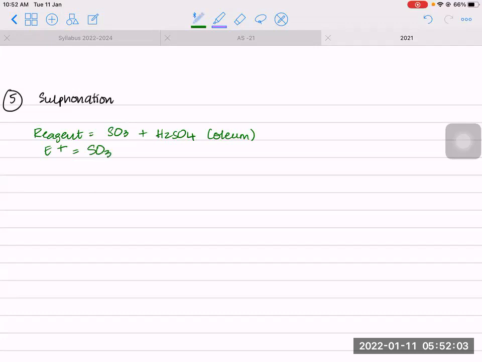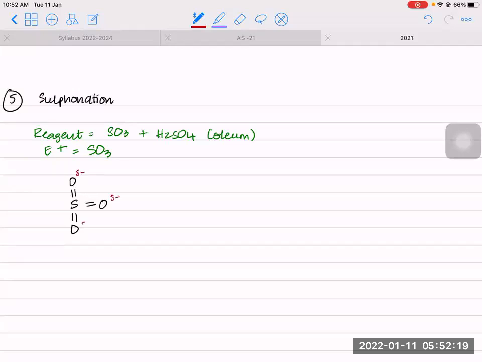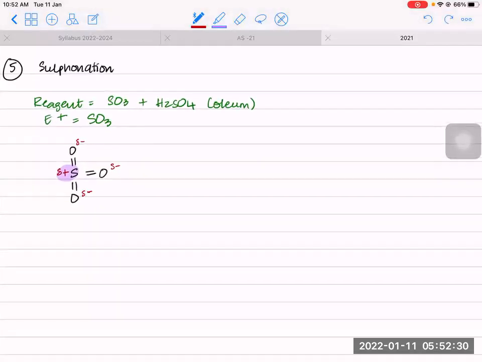Now you'll be like, this doesn't have a positive charge. I'll just show you. So you have SO3, sulfur bonded via double bonds, 3 oxygens bonded via double bonds with sulfur. Now oxygen, we know, has a partial negative charge. It's more electronegative. And sulfur will have a partial positive charge. Because it has a partial positive charge is why we call it the electrophile. Clear? So you don't necessarily have to make the electrophile here because it's already in the form of an electrophile. So you don't really need to generate it.